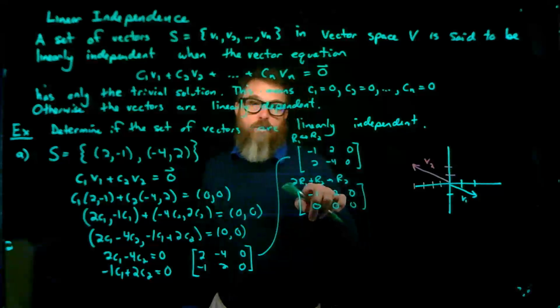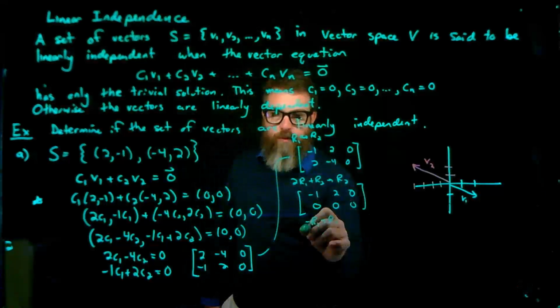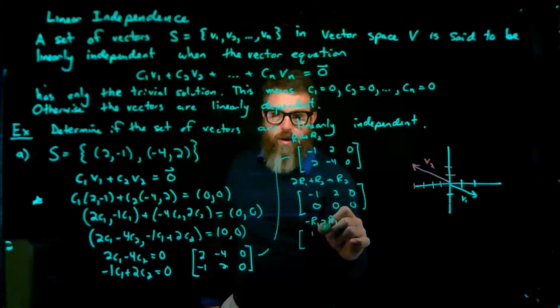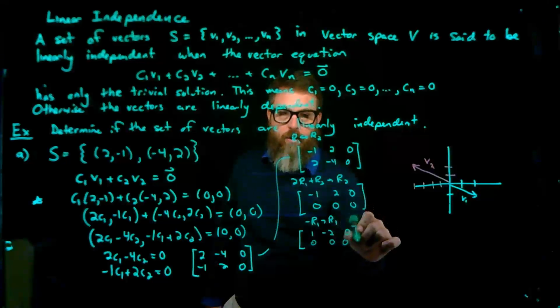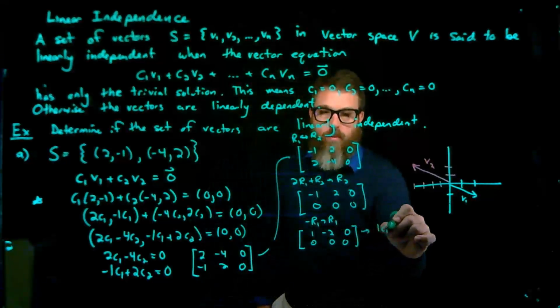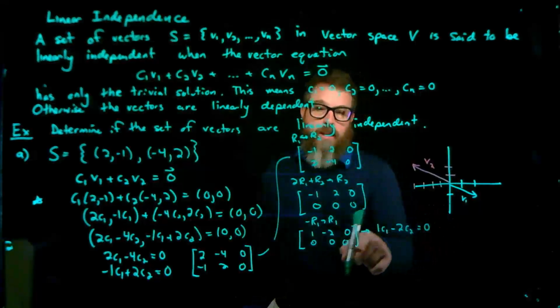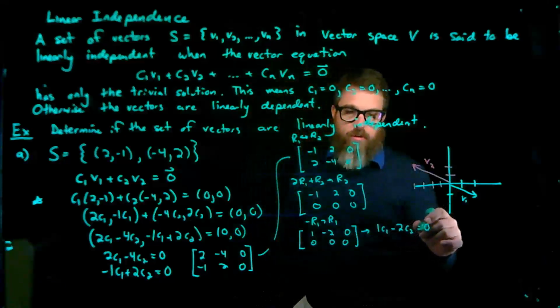Now, when we row reduce, we usually like to make this a 1, so this is going to be minus row 1 is my new row 1. So finally we get this equation: 1, minus 2, 0, and then 0, 0, 0. Now, what does this say? Well, the first line says 1c1 minus 2c2 is equal to 0. And the other line says 0 is equal to 0, so there's no real information.